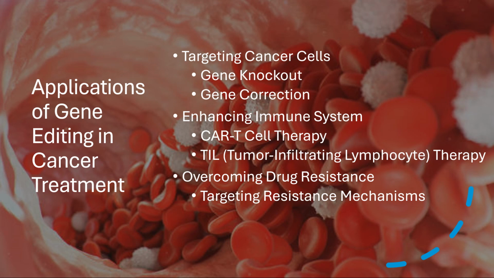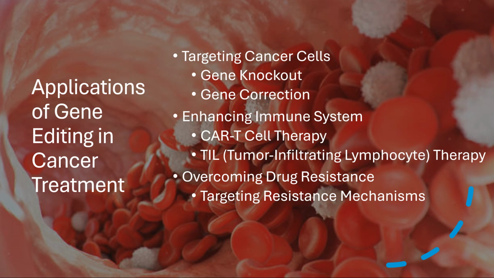The second usage of gene editing is enhancing the immune system. It's used in CAR T cell therapy. Now, T cells are a type of white blood cell. Engineering a patient's T cells to express antigen receptors that target cancer cells. Now, T cells are modified in the lab to recognize and attack cancer cells more effectively. Or another way is TIL, tumor infiltrating lymphocyte therapy. Pretty similar to CAR T cell therapy, genetically modifying TILs, we can enhance their ability to recognize and kill cancer cells.